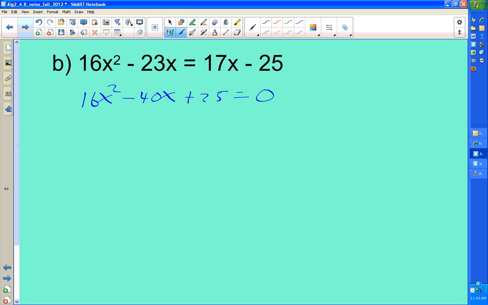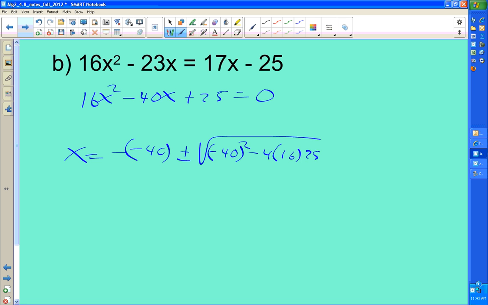So this PST right here, sorry about that, could be factored and you're going to get (4x minus 5) quantity squared. Now, if you're using the quadratic formula, watch what happens. The opposite of -40 plus or minus the square root of -40 squared minus 4 times 16 times 25, all over 2 times 16.